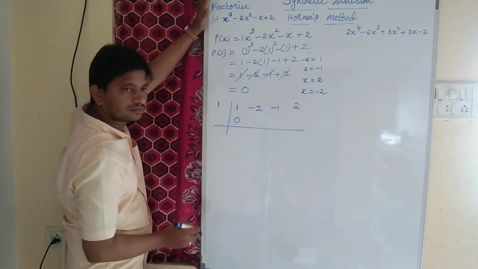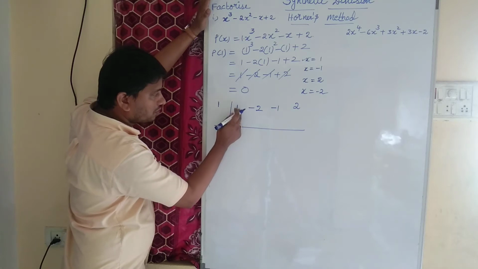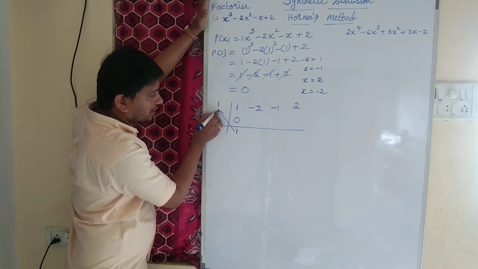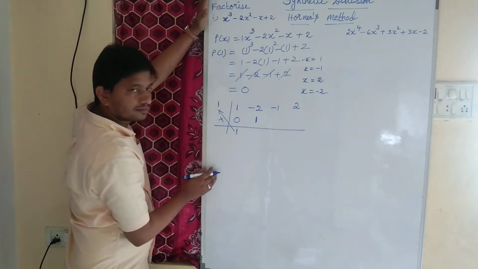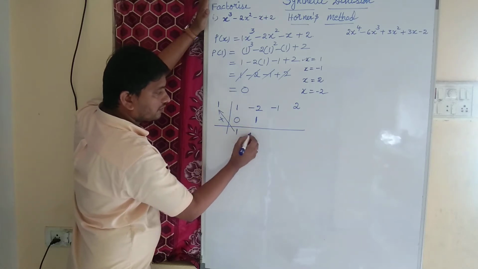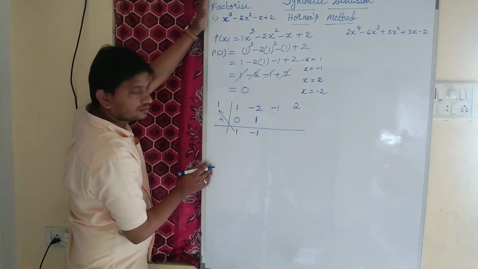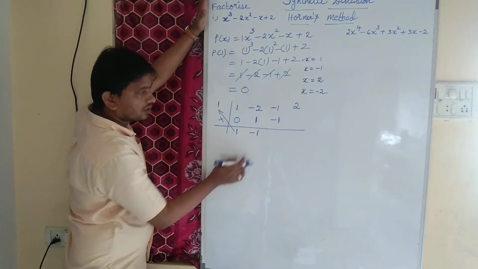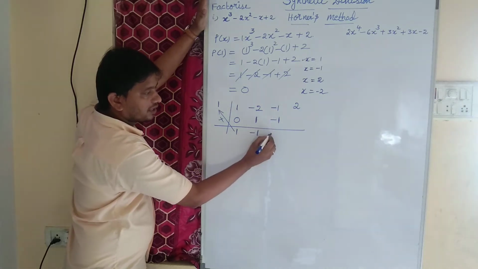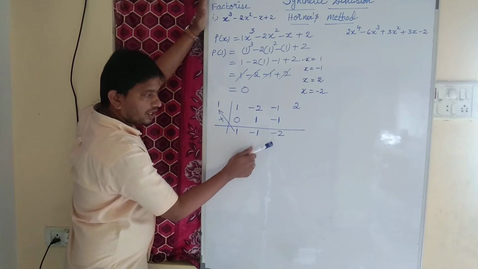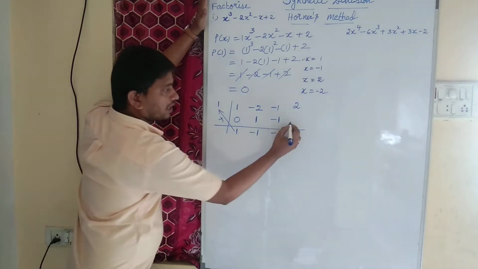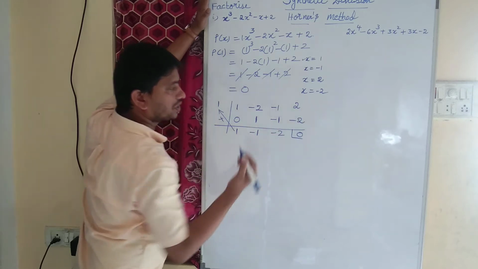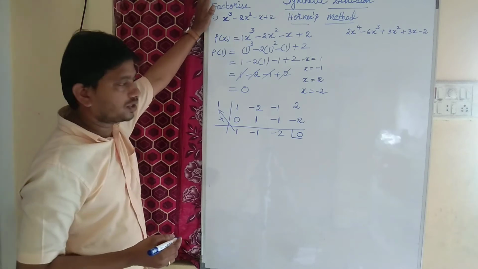Put here 1. First we need to add 1 to 0, 1 plus 0, 1. Now 1 into 1, we have to multiply these two, that is 1. Now minus 2 plus 1 is equal to minus 1. Again minus 1 into 1, minus 1. Then we add minus 1, that is equal to minus 2. We multiply minus 2 into 1, minus 2. So 2 plus minus 2 is equal to 0. Right? We got 0 here.